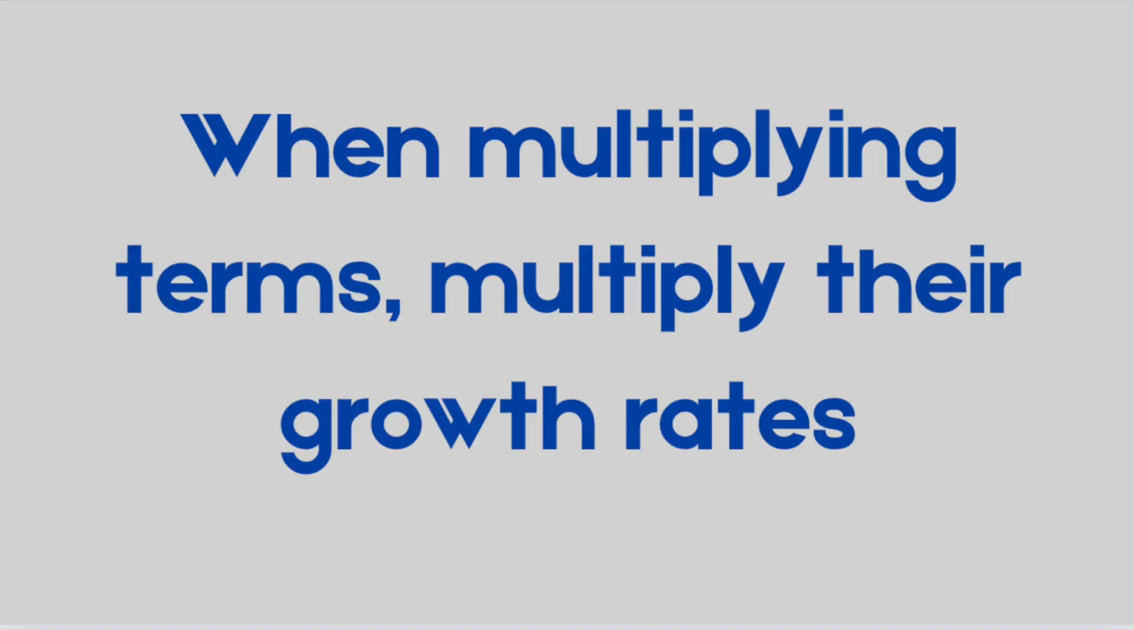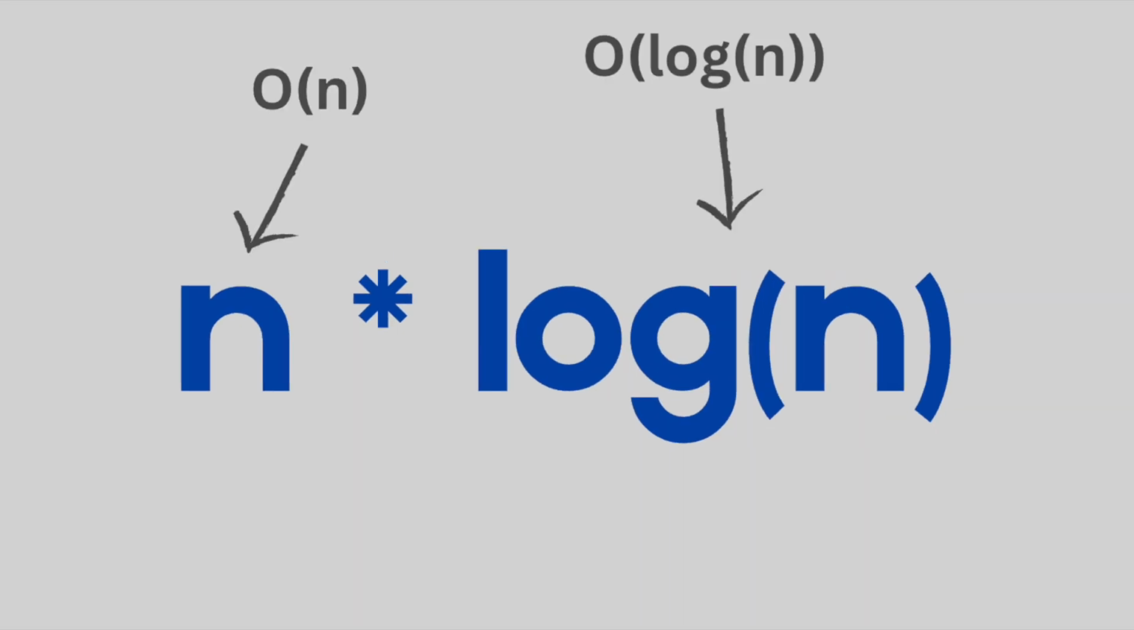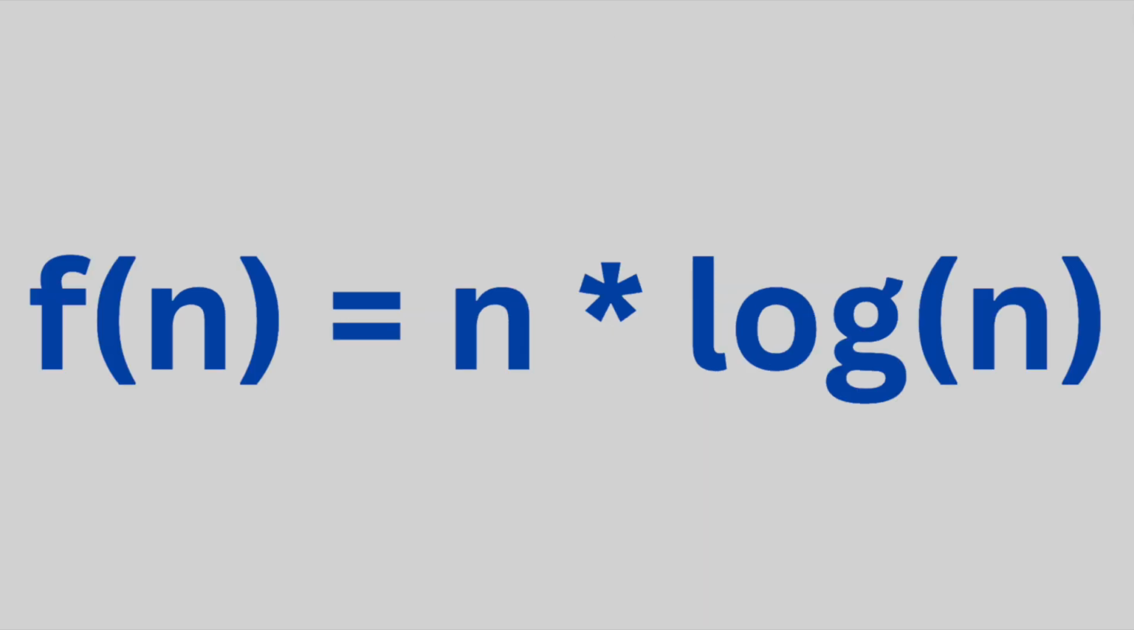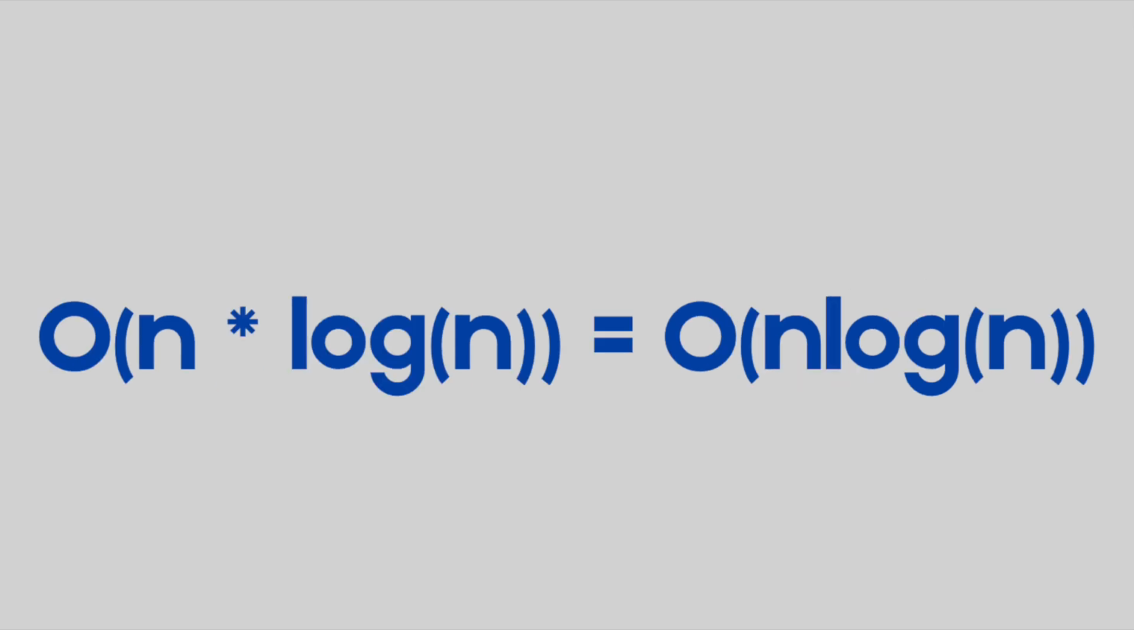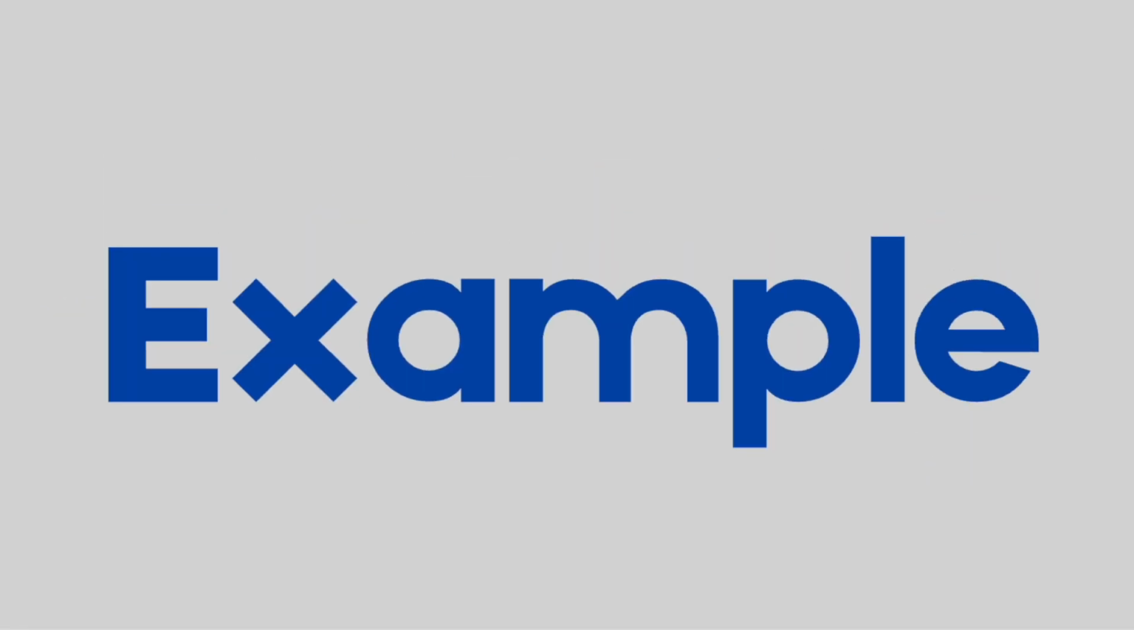Second, when multiplying terms, you multiply their growth rates. If you had n multiplied by log n, the running times of each of these individually would be O(n) and O(log n) respectively. Therefore, the growth rate of the function f(n) = n log n would be O(n log n). Let's work through an example together.